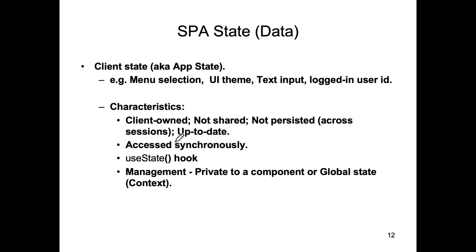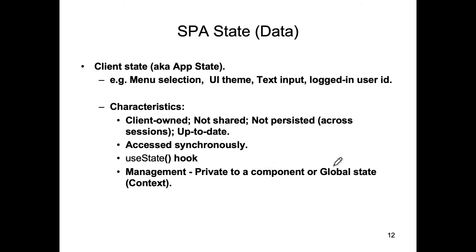Also, it's accessed synchronously, because the data is local to the React app within the browser. So there's no delay in accessing the data. We tend to use the useState hook to create this type of data. In terms of managing the data, typically it's managed by a particular component or set of components. So a particular part of the client state might be implemented using the useState hook, and managed by a particular component. We've seen all of that, so there's nothing new there.